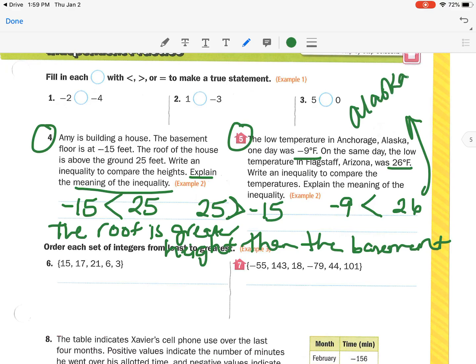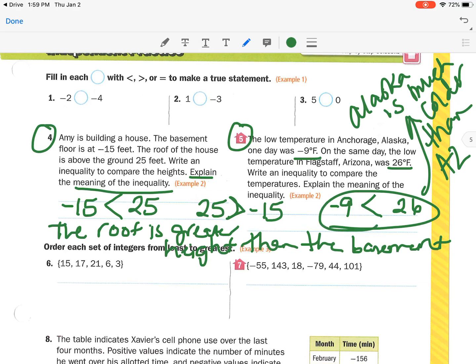Alaska is much colder than Flagstaff, than Arizona, okay? Is much colder than Arizona. All you're doing is just explaining what these numbers mean. So this number means the degrees in Alaska, and this number means the degrees in Arizona, and then you're just going to compare them.